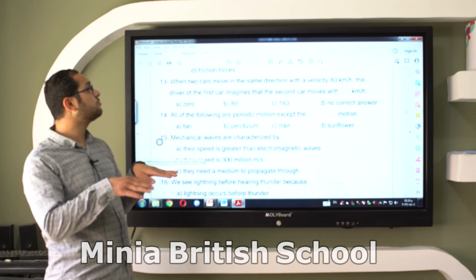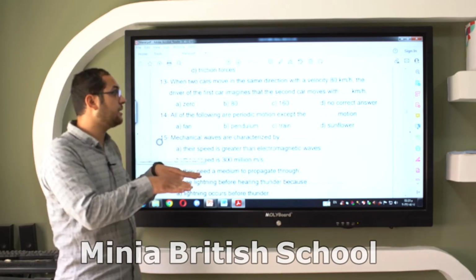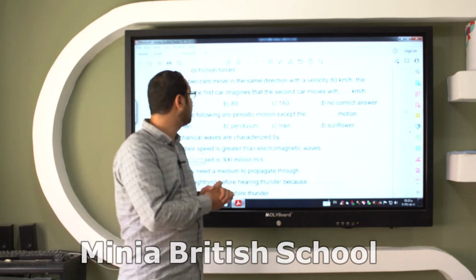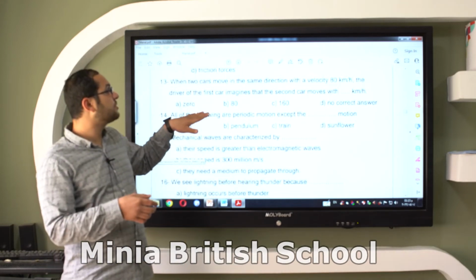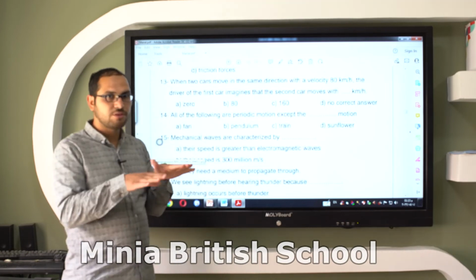When two cars move in the same direction with velocity 80 km per hour, the driver of the first car imagines that the second car moves with what? Zero.